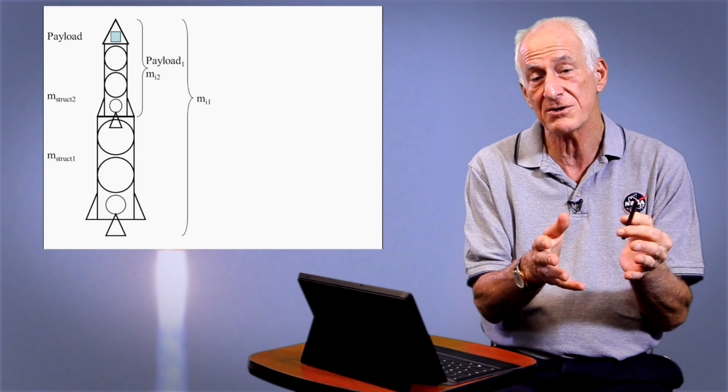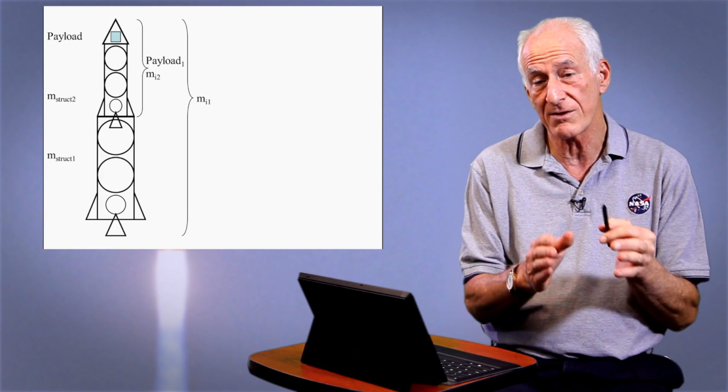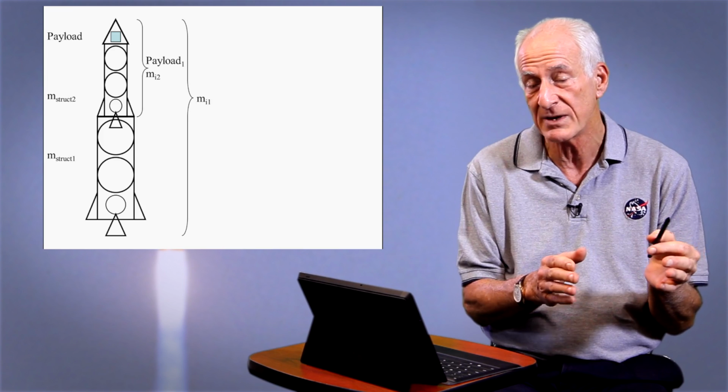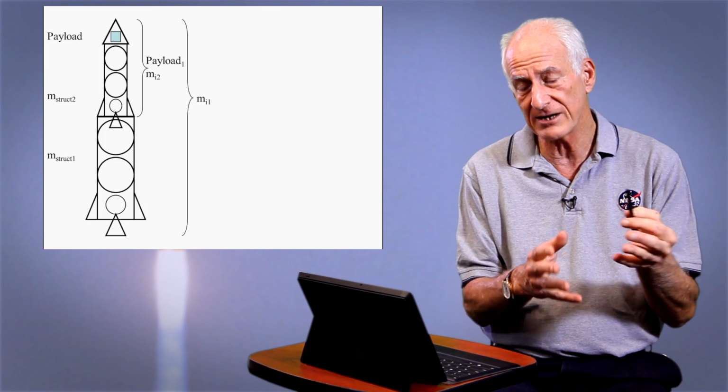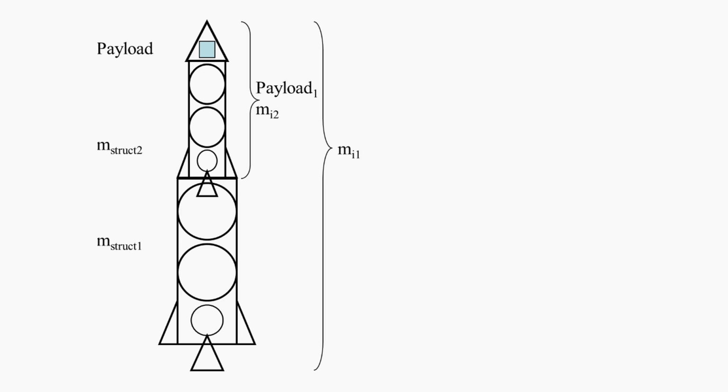But in order to help you to do the problem, let me just run through how we would set up the problem. It's basically very similar to the way we looked at a single stage rocket before. We still have just one payload up at the top, which we're trying to get to orbit, but we have 2 separate rocket stages. We have the first stage and the second stage. That's stage 1 and stage 2.